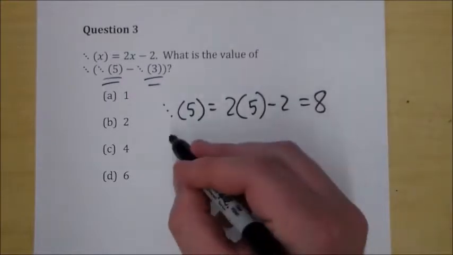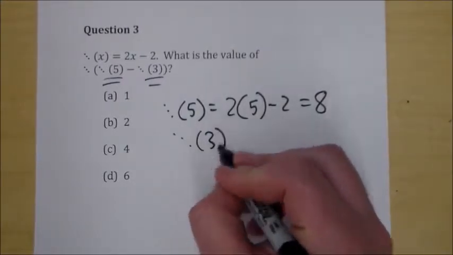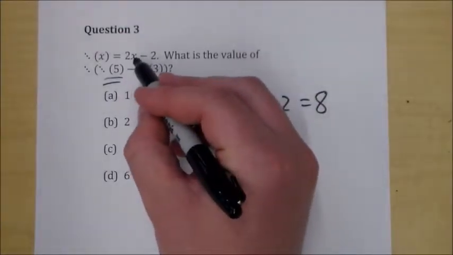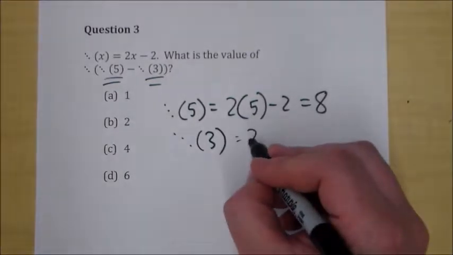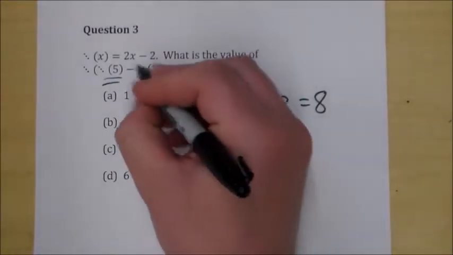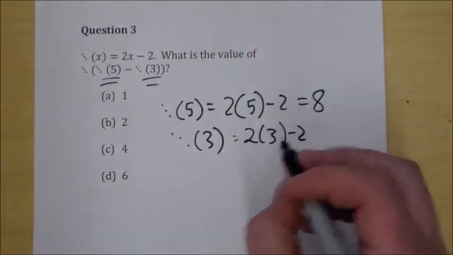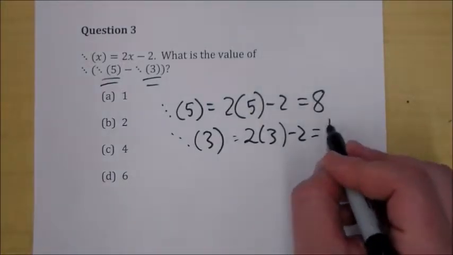That's going to equal 8. Dot, dot, dot, 3, well, what does that equal? Well, again, it's 2x minus 2. So that's going to be 2 times 3, because 3 is inside the parentheses, minus 2. That's 6 minus 2 is 4.